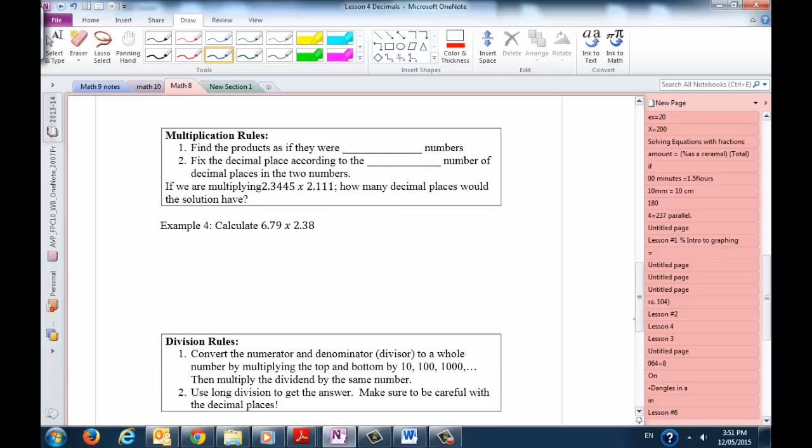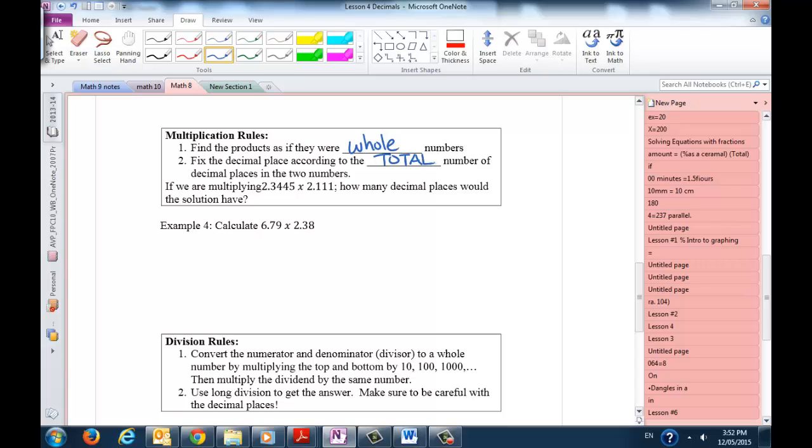All right, so when we're multiplying decimals, what I want you to do is find the product as if they were whole numbers. Okay, remember, numbers without decimals or without fractions. When we're done finding that, we can fix the decimal place according to the total number of decimal places in the two numbers.